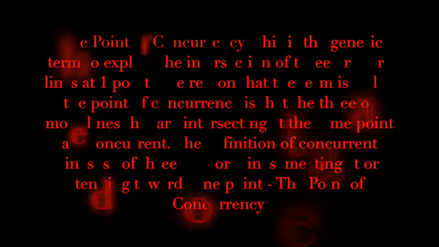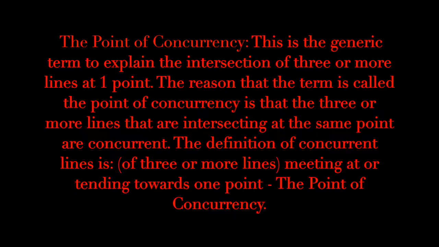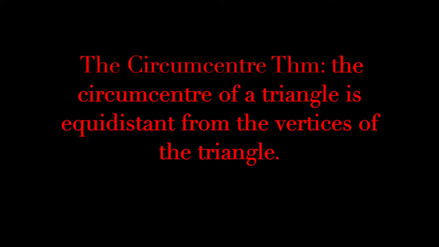The point of concurrency. This is the generic term to explain the intersection of three or more lines at one point. The reason that the term is called the point of concurrency is that the three or more lines that are intersecting at the same point are concurrent. The definition of concurrent lines is three or more lines meeting at or tending towards one point, meaning the point of concurrency. The point of concurrency for perpendicular bisectors is referred to as the circumcenter of the triangle.